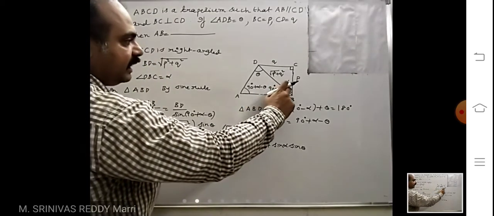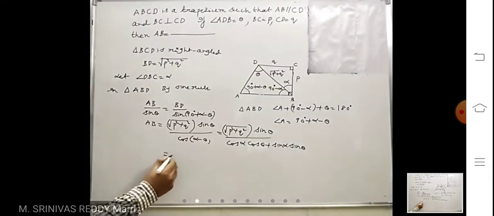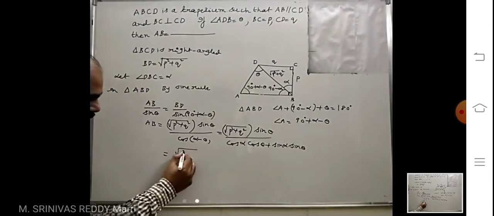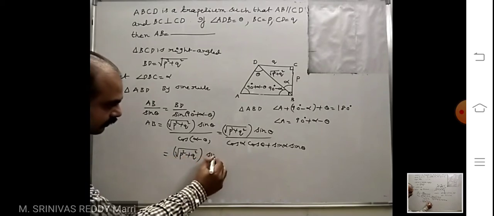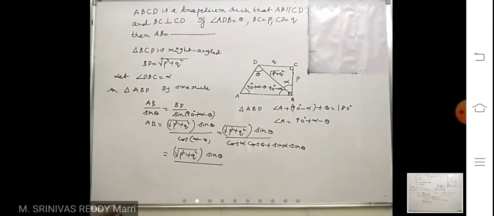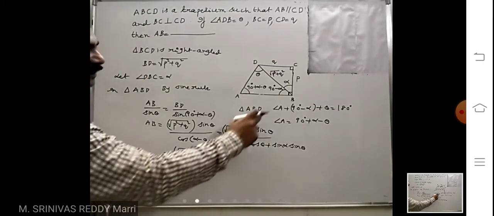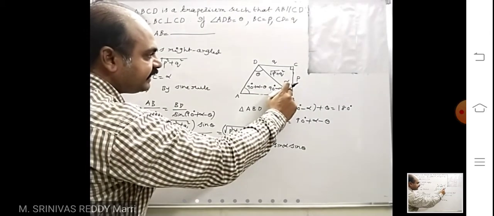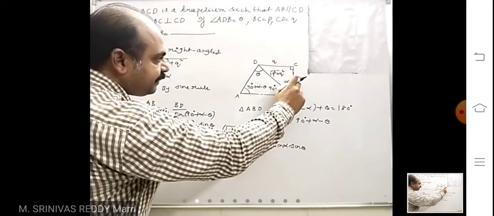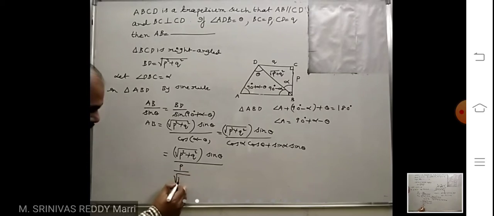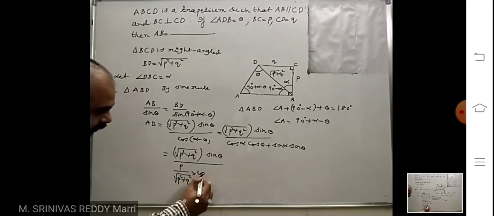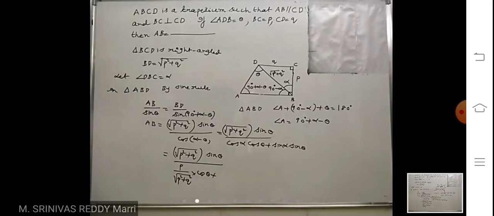Look at here. What is cos alpha from the triangle? Cos alpha from this triangle is nothing but adjacent, meaning P, over hypotenuse, meaning root of P square plus Q square. That means P divided by root of P square plus Q square into cos theta, plus sin alpha.